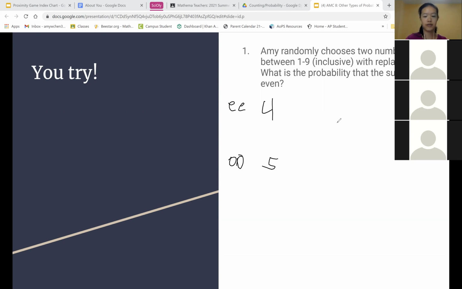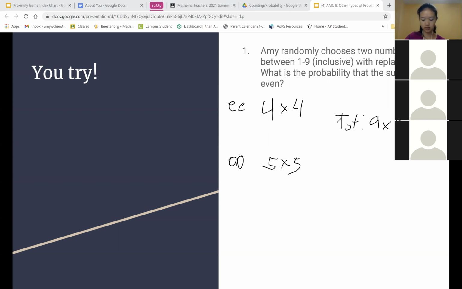So if you were to choose 2 even numbers, it would be 4 times 4. And if you choose 2 odd numbers, it would be 5 times 5. And then the total would be 9 times 9. So then adding the cases up and dividing it by the total, what do you get?